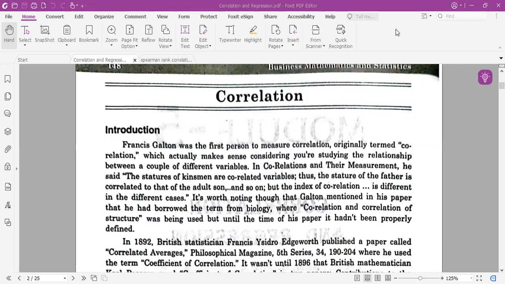Now, this concept of correlation was first introduced by a person called Francis Galton. He tried to measure the degree of relationship between two variables. Now, what do you mean by degree of relationship? If you take two variables, how the values in the variables are moving, whether they are moving in the same direction or in the opposite direction. So, this degree of variation is actually called the degree of relationship. So correlation is actually used as a tool to measure this degree of variation in the variables.